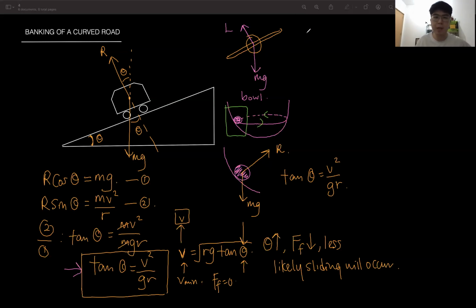Or it can be like a conical pendulum. You tie a thread to this point, and the pendulum is allowed to move in a horizontal circular motion. But only the forces are different. In this case, it would be mg and then we have tension, T. Instead of reaction and instead of lift, we have tension, T.